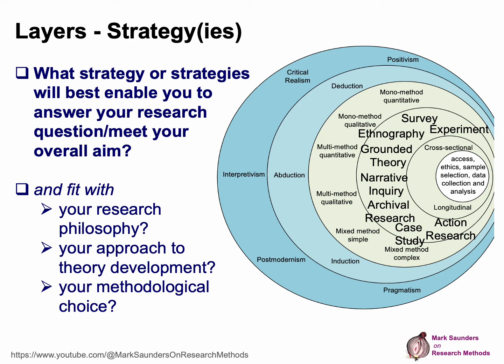The next layer of the research onion relates to your research strategy or strategies. It prompts you with the question, what strategy or strategies will best enable you to answer your research question or meet your overall aim? There are a variety of research strategies shown on the onion, ranging from experiment, survey, ethnography, grounded theory, narrative inquiry, archival research, case study, and action research.